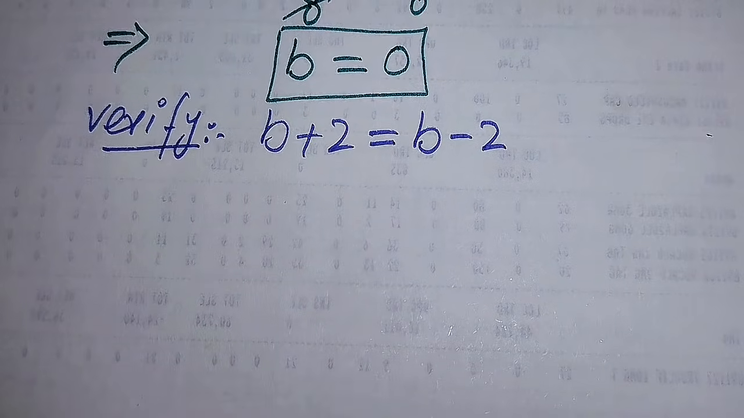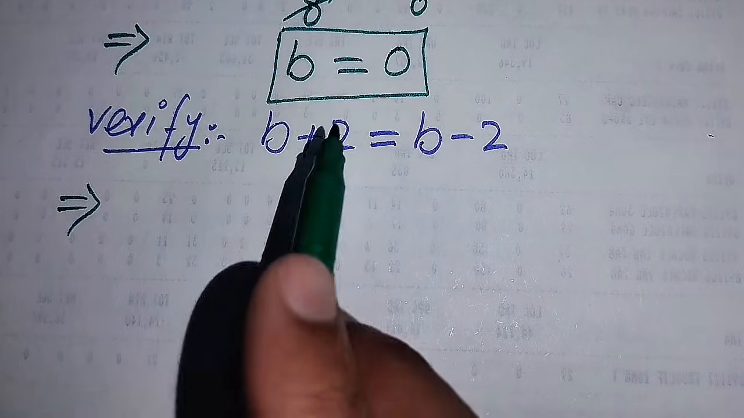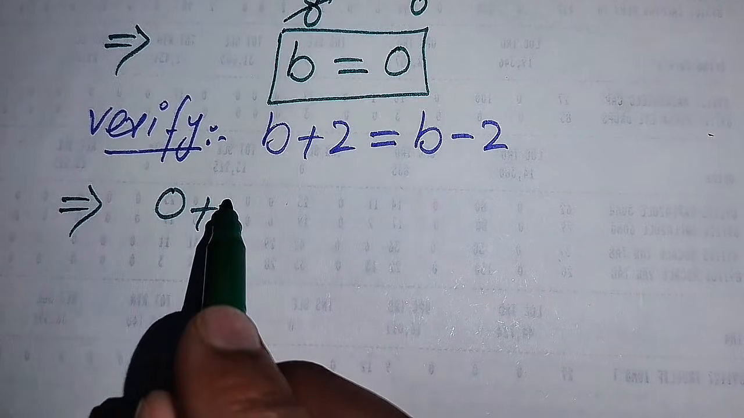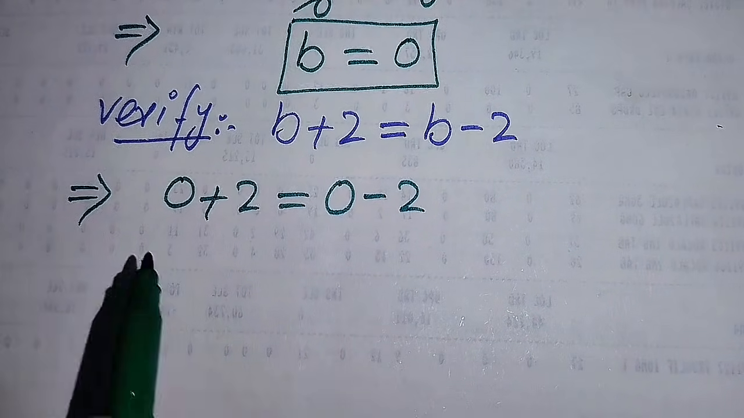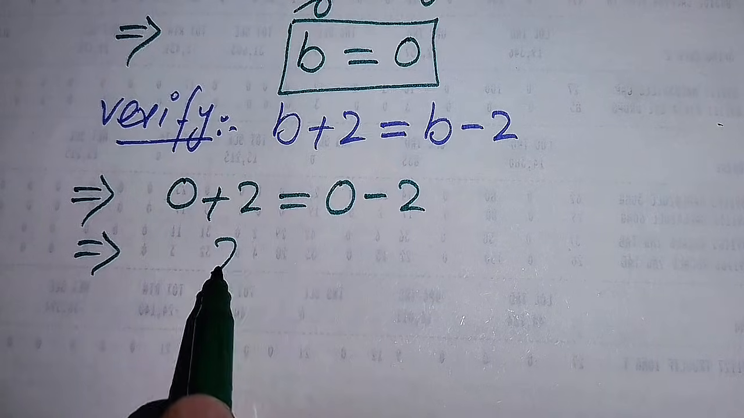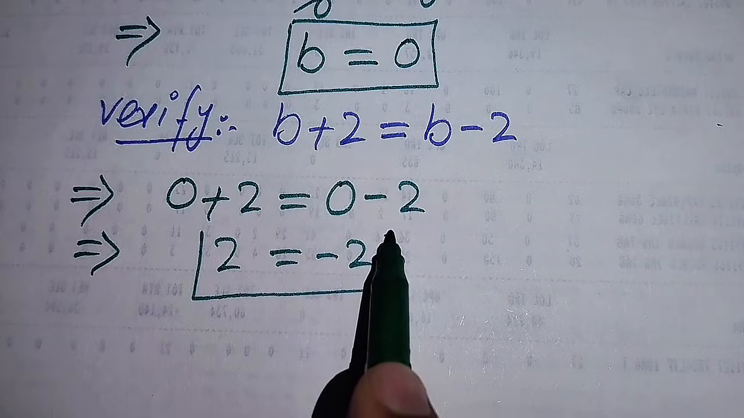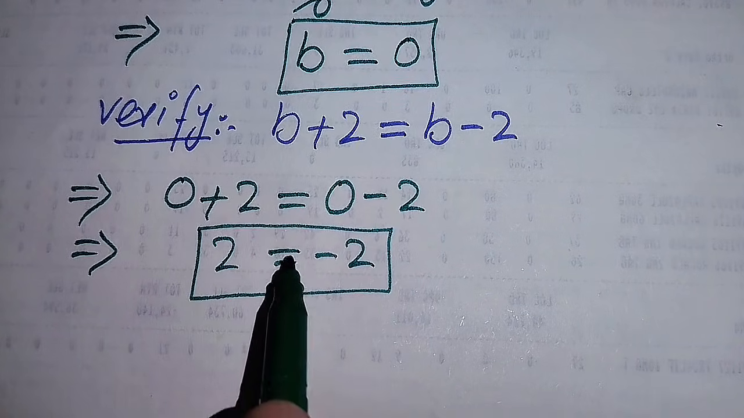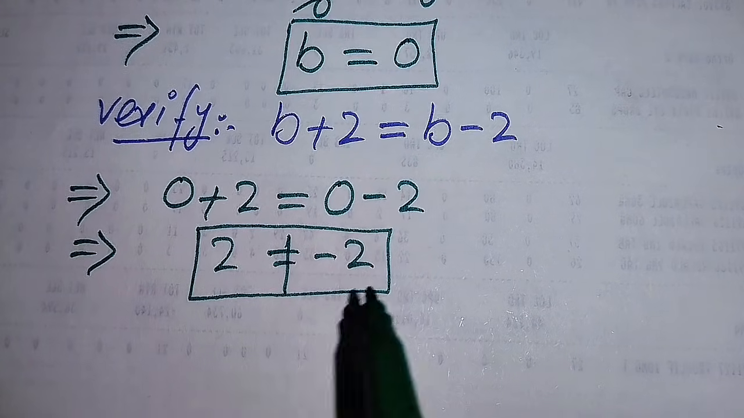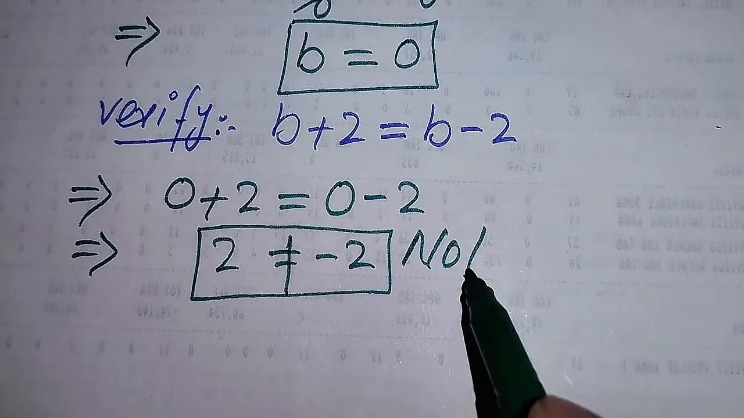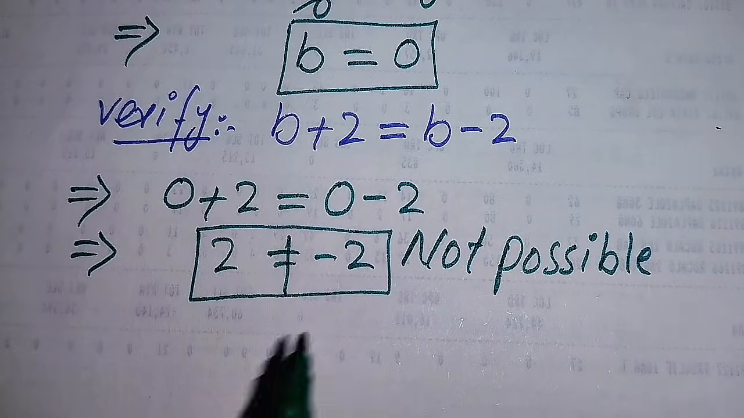Now in the next step we substitute this value of b on both sides. When you put it here, it becomes 0 plus 2 equals 0 minus 2, which implies that 0 plus 2 becomes 2, equals 0 minus 2 becomes minus 2. So this shows that both sides are not equal, because one side is positive and the other is negative. In other words, it is not possible that a positive value equals a negative value.